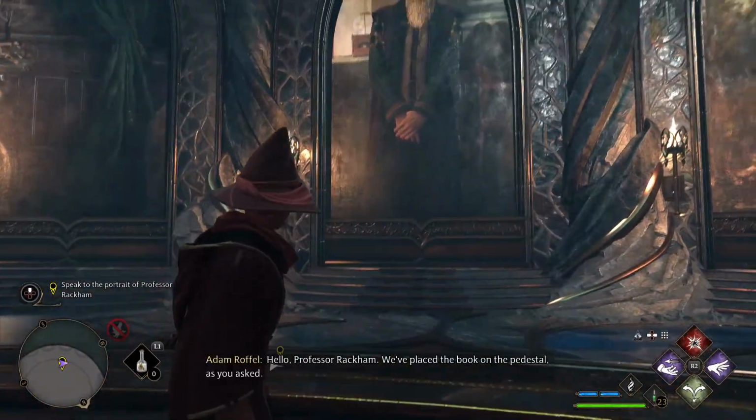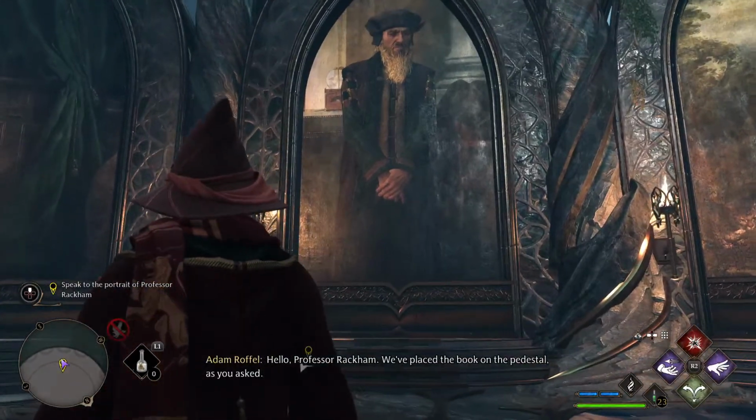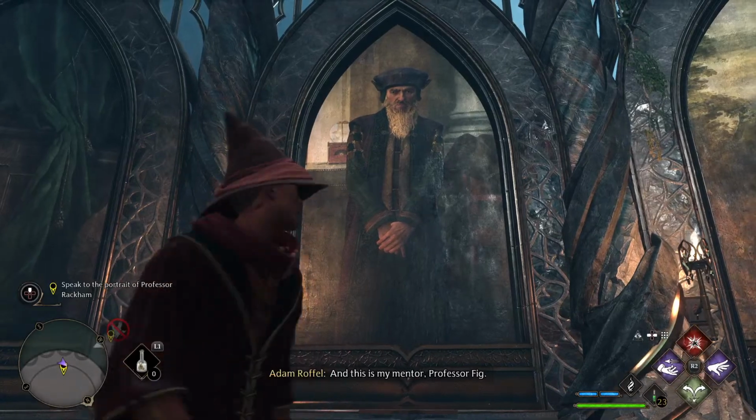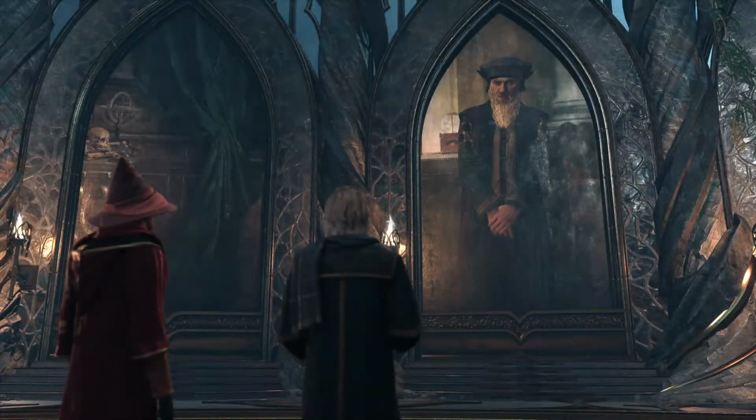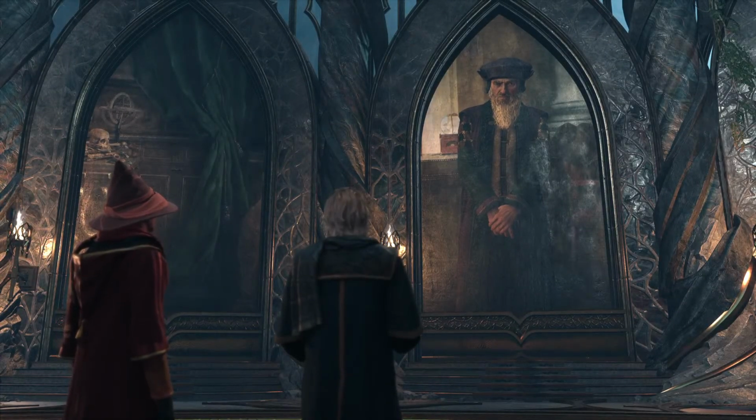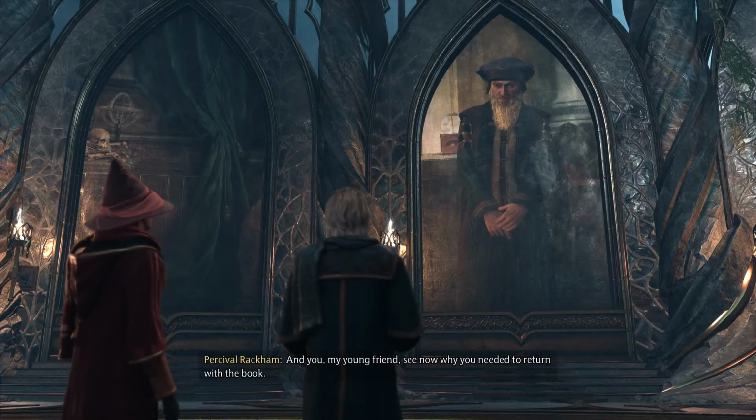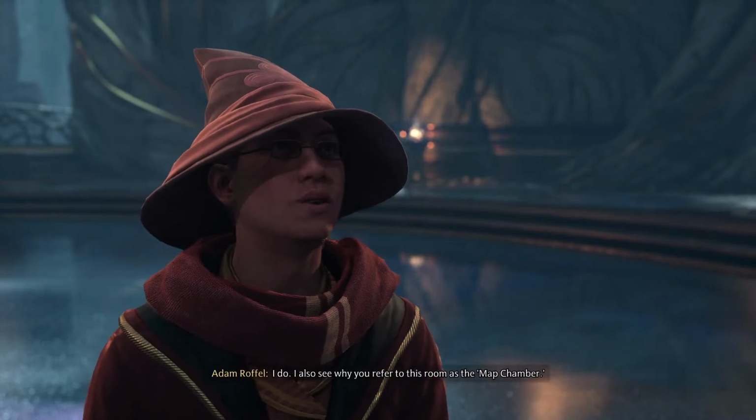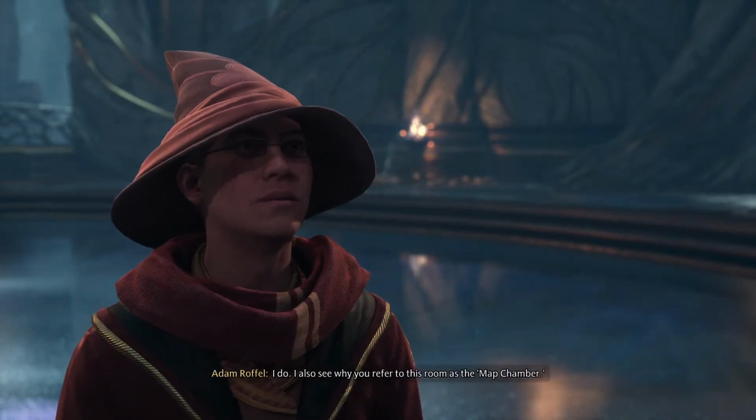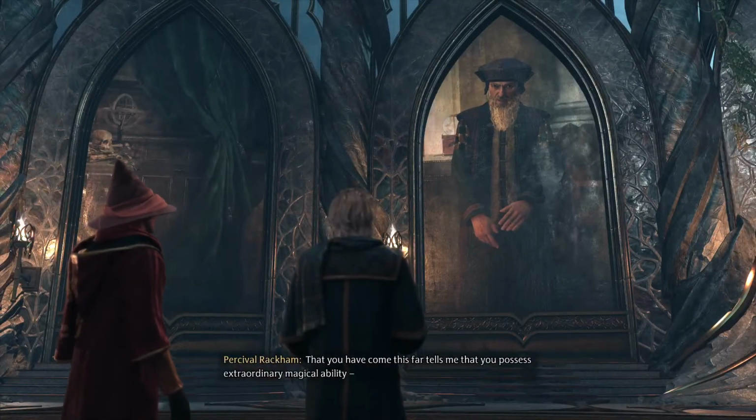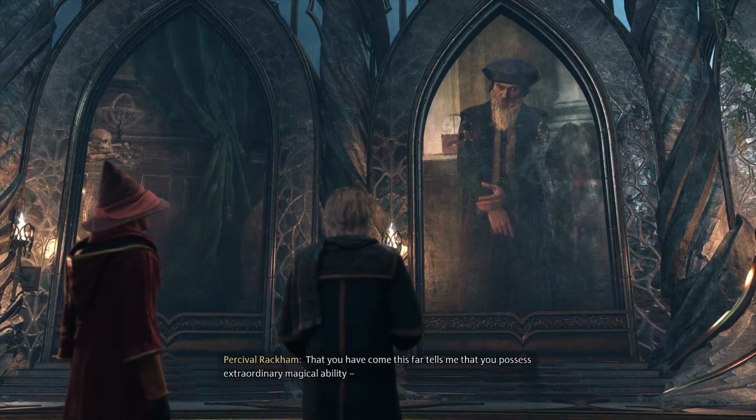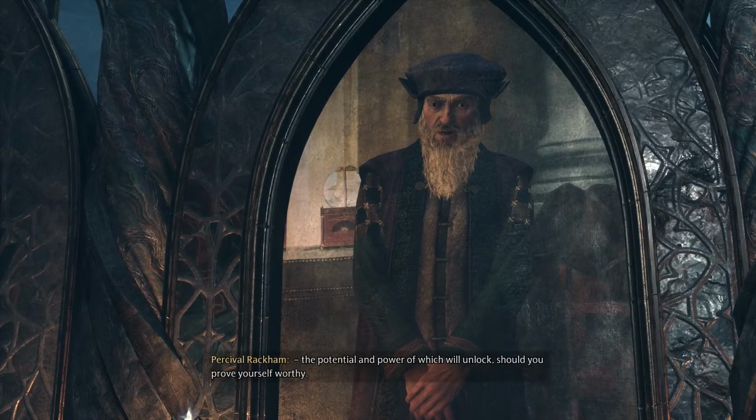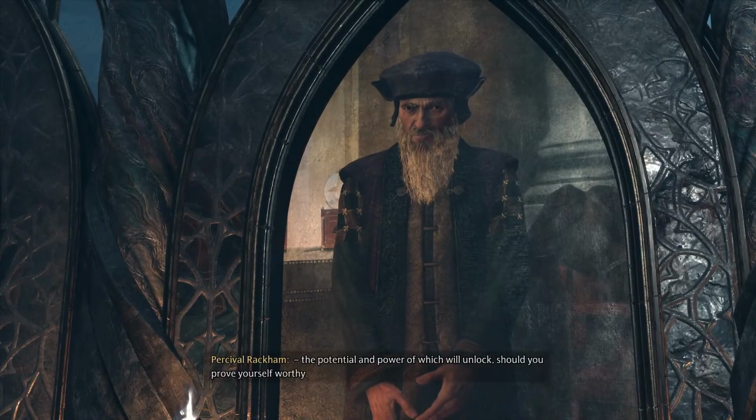Hello, Professor Rackham. We've placed the book on the pedestal, as you asked. And this is my mentor, Professor Fig. How do you do, Professor Fig? And you, my young friend, see now why you needed to return with the book? I do. I also see why you refer to this room as the Map Chamber. That you have come this far tells me that you possess extraordinary magical ability, the potential and power of which will unlock should you prove yourself worthy.